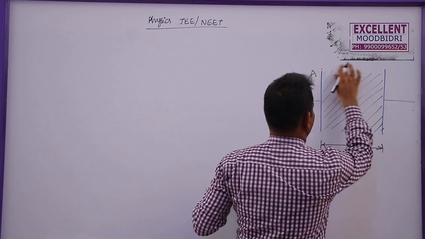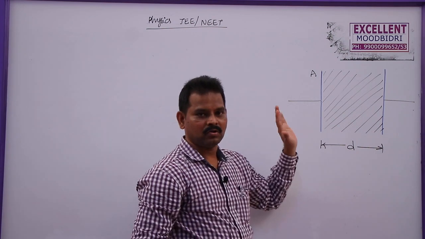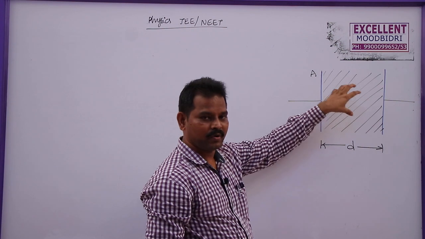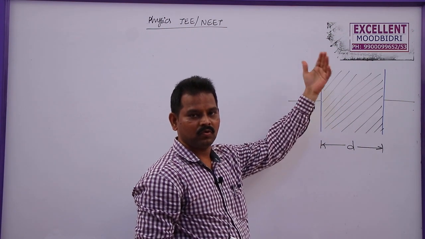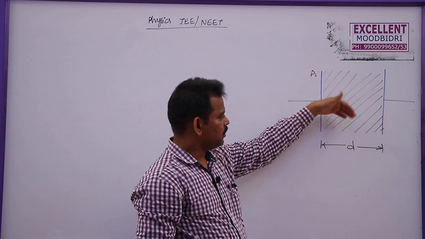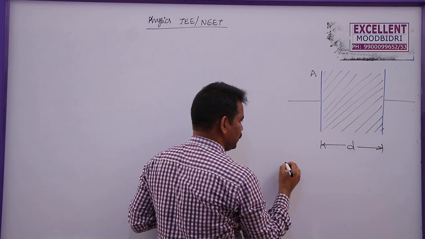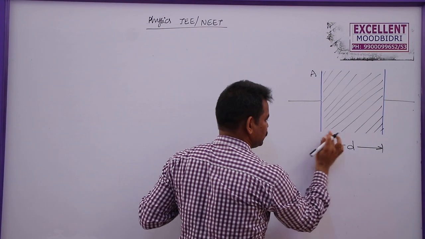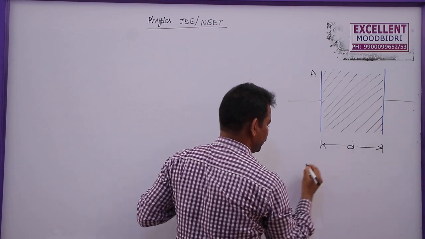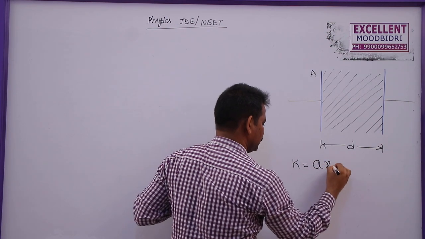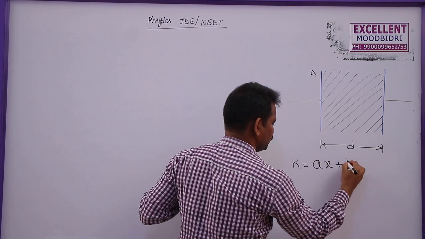So in this problem, what happens? K is not constant. Generally, if a dielectric is placed, the dielectric will have a constant value. K is equal to 3, K is equal to 5, 7, 9, 10, 11, 12 like this. But here, the dielectric is also varying from one plate to the other plate, such that K is given by AX plus B.